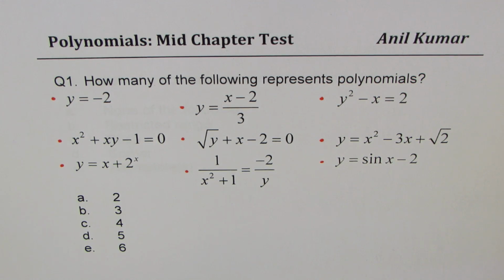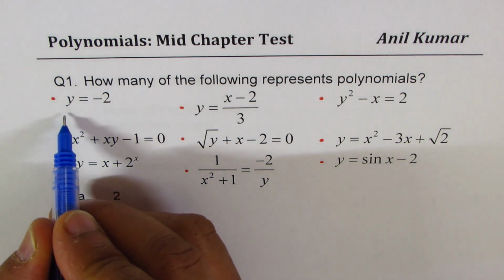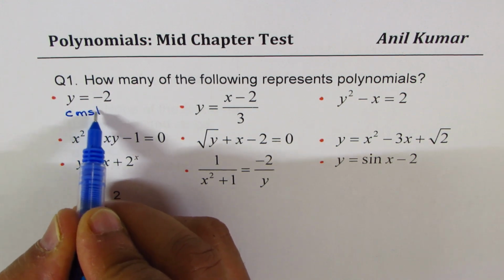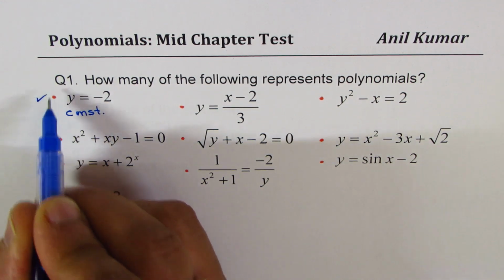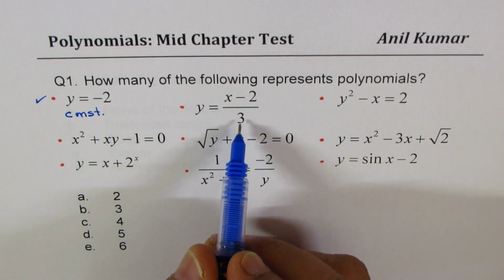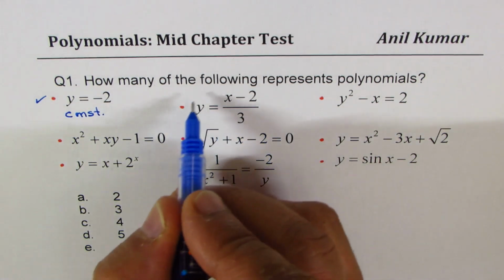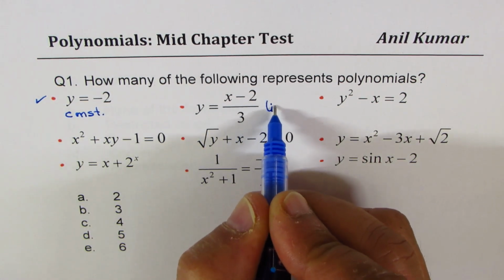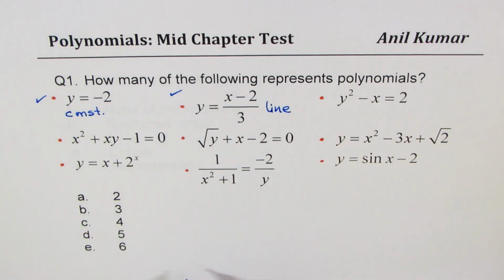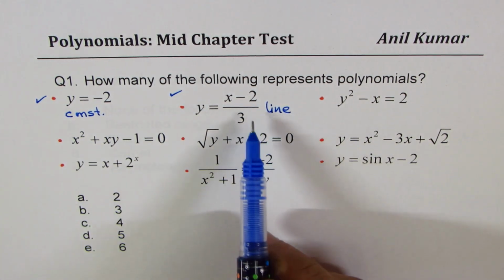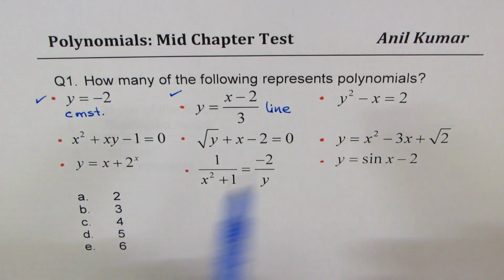Question number 1. How many of the following represents polynomial functions? These are 9, right? So y equals to minus 2 is a constant and it is a polynomial function. Now here, this is linear function, right? So this is a line, which is also a polynomial function. Degree 1, this is degree 0.